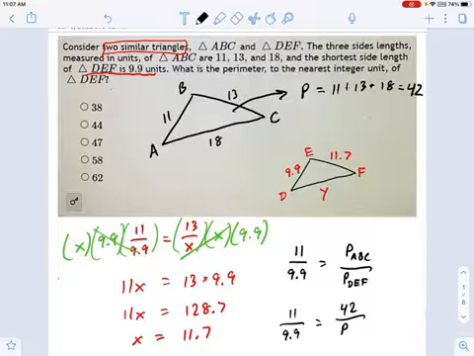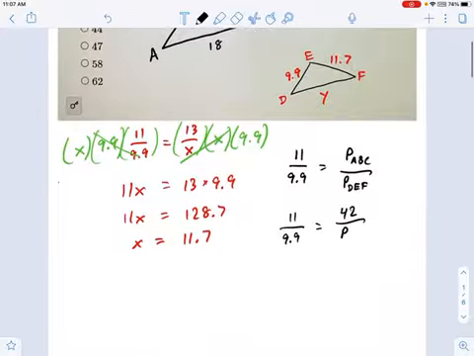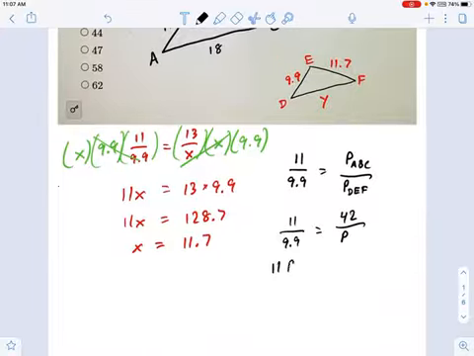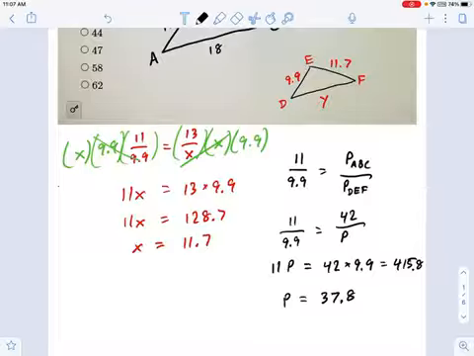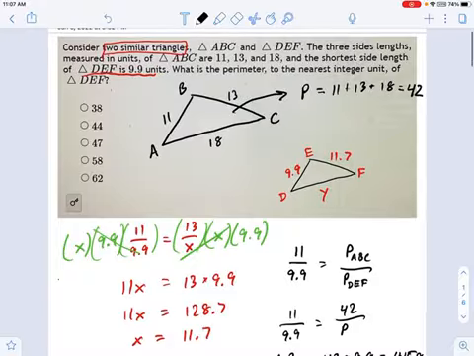And now, with some more multiplication, you can solve this problem. I'm going to rewrite this and say 11 times the perimeter I want equals 42 times 9.9, which is 415.8, and the perimeter is that thing divided by 11. Okay, it's a faster way of doing it, and what it requires is for you to recognize that if the sides are proportional, then so must be the perimeters proportional.